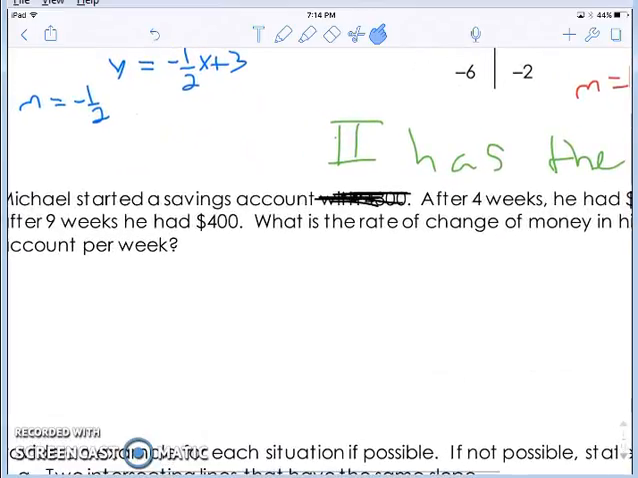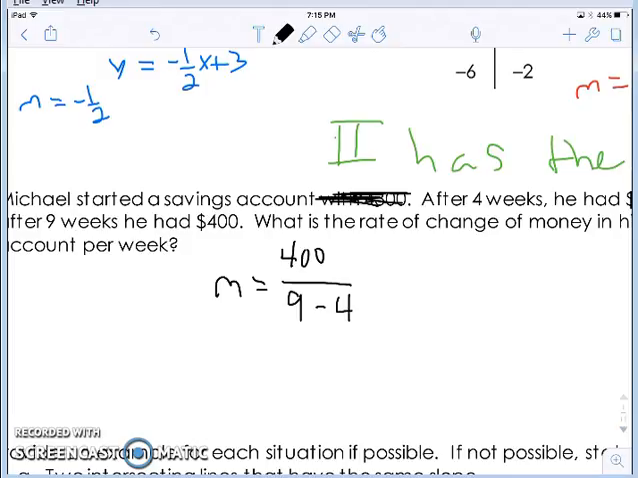So our rate of change is going to be change in y over change in x. And y is our output, x is our input. X is often time, so we're going to do x on bottom, time on bottom. 9 minus 4, and 9 corresponds to 400, and the 4 matches up with the 350. So we get 50 over 5.